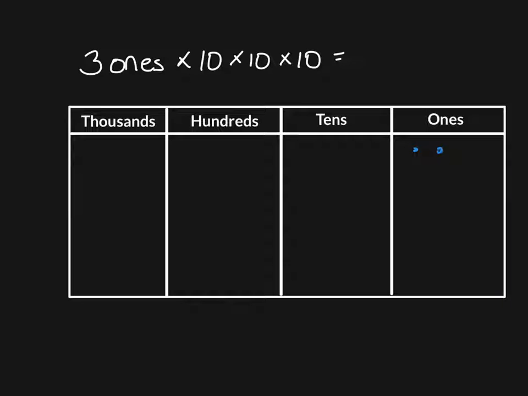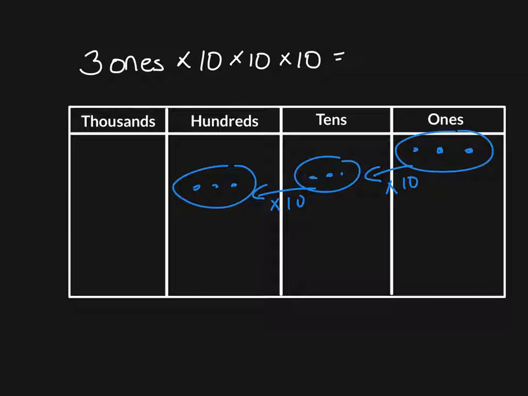If we take those same 3 ones and we multiply it by 10, it becomes 3 tens. If we multiply it by 10 again, it becomes 3 hundreds. And then what happens when we multiply it by 10 a third time? It becomes 3 thousands.